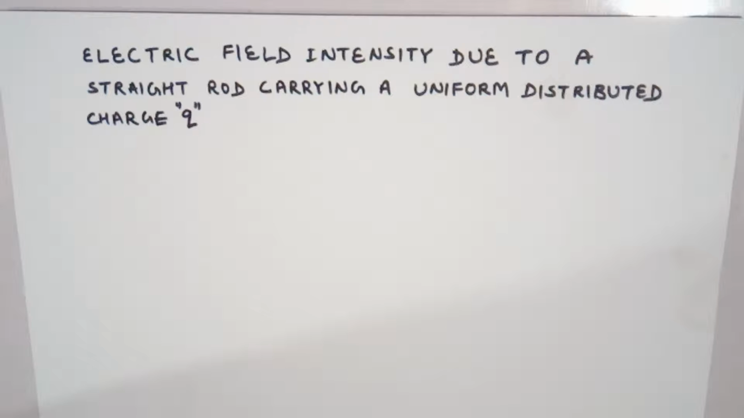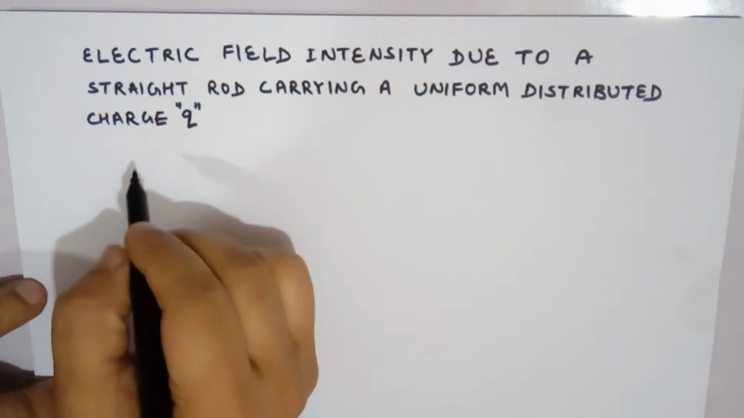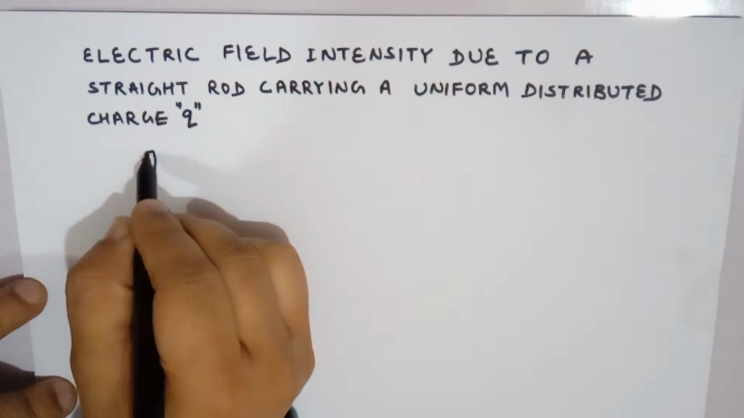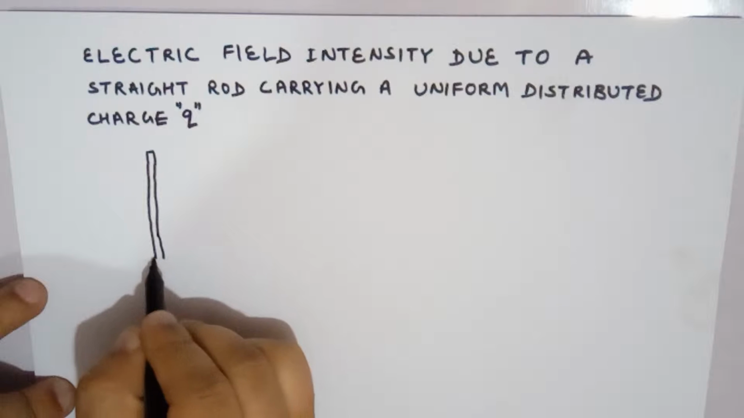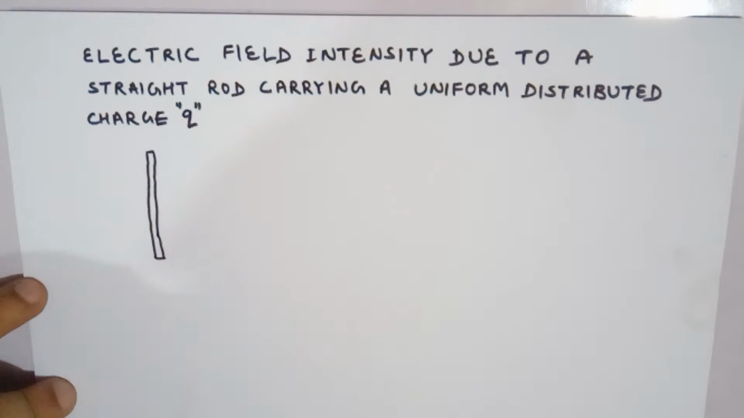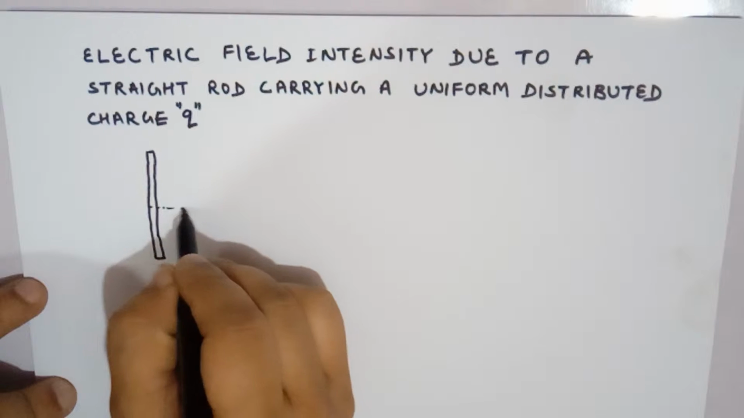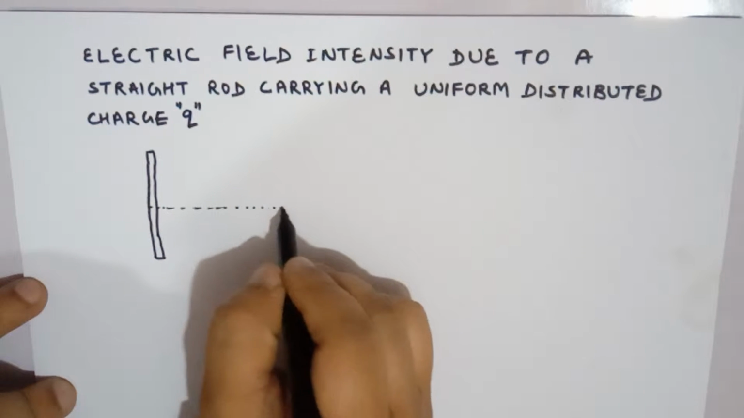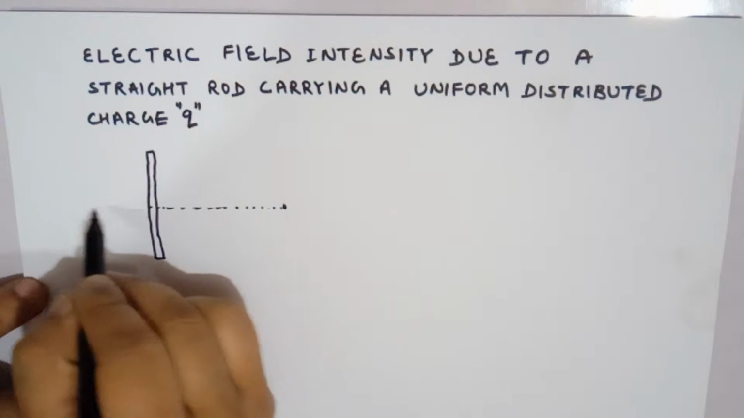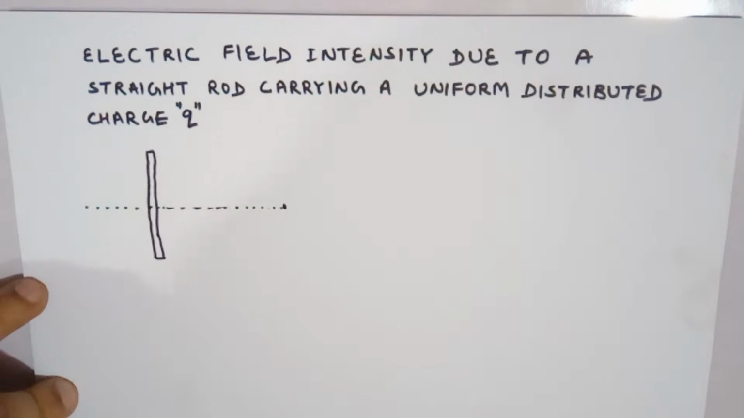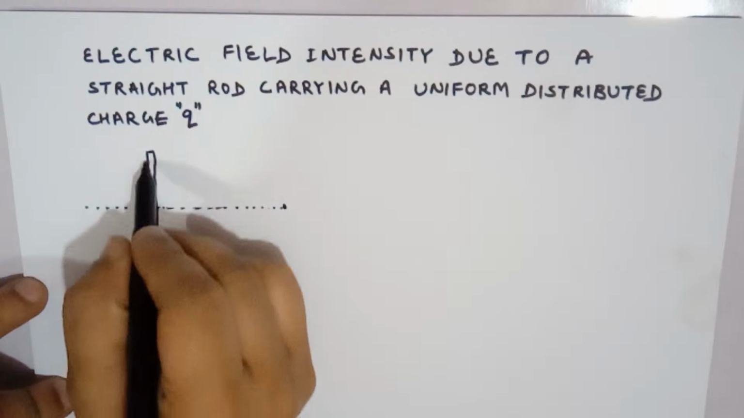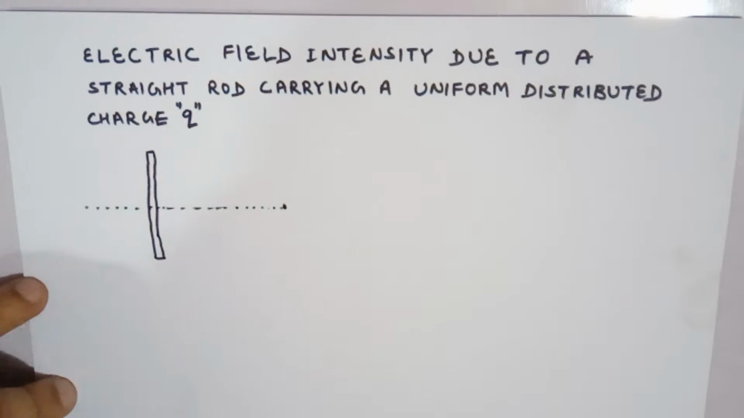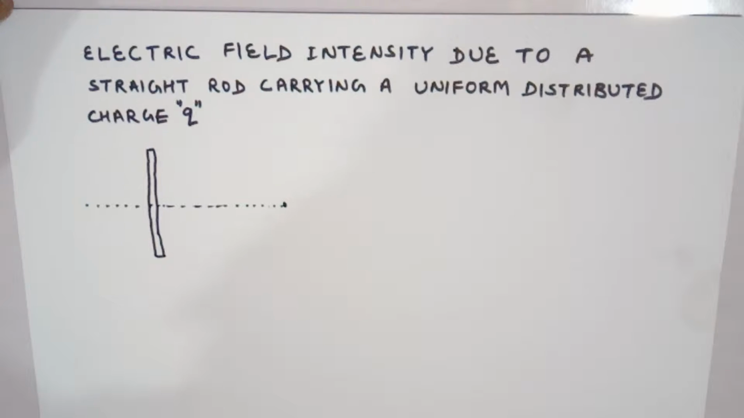Today we'll be covering the topic of electric field intensity due to a straight rod carrying a uniform distributed charge. Basically, suppose there is a rod with a uniform distribution of charge, and we are asked to calculate the electric field intensity at a particular point which lies on the axial line, or a plane perpendicular to the plane of the uniformly distributed charge of the rod.